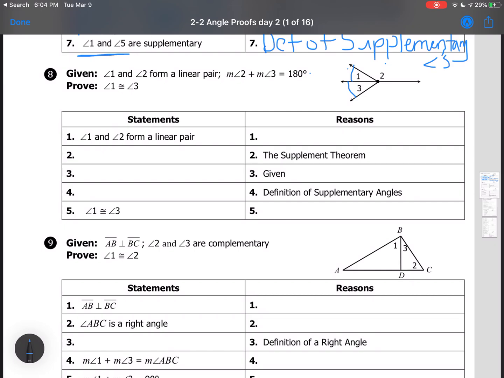So statement 1, we have angles 1 and 2 form a linear pair. Our reason for that, always going to be given. We are always starting with our first statement given. Then we need to figure out statement 2, and that's going to be due to the supplement theorem. So supplement theorem tells us we go from knowing two angles form a linear pair to stating that two angles are supplementary. So since we know angles 1 and 2 form a linear pair, we know that angles 1 and 2 are supplementary.